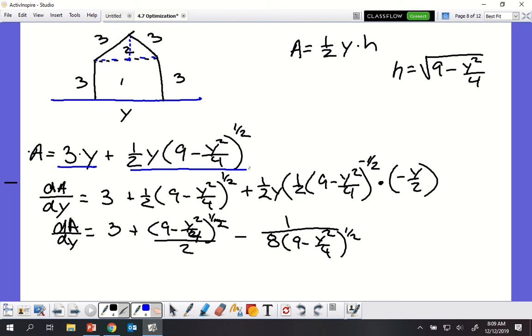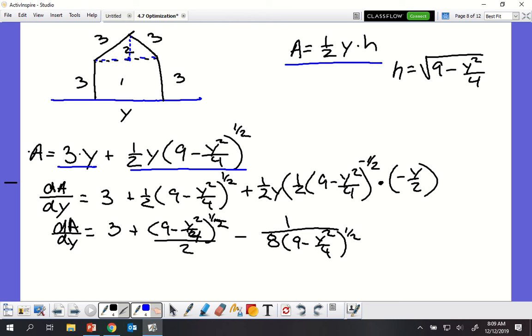So I came up with this because it was here. That's the area of the triangle on the top. So it's 1/2 y times h. So this is just this piece up here. My y value is the base, and the h is something I was having to find.